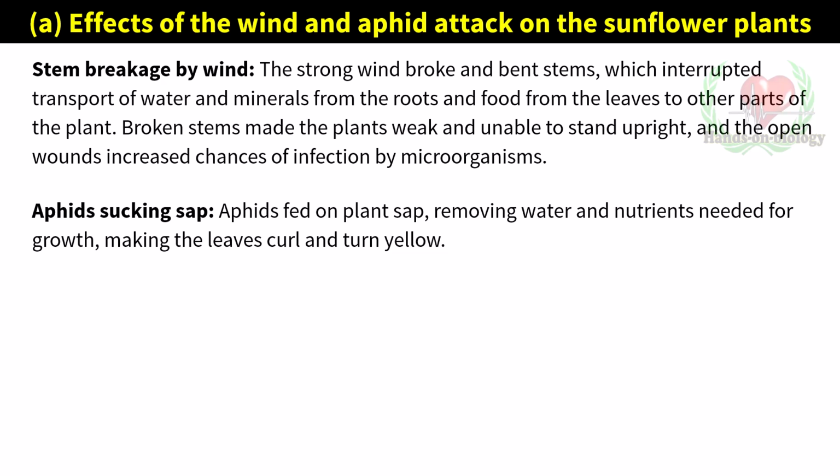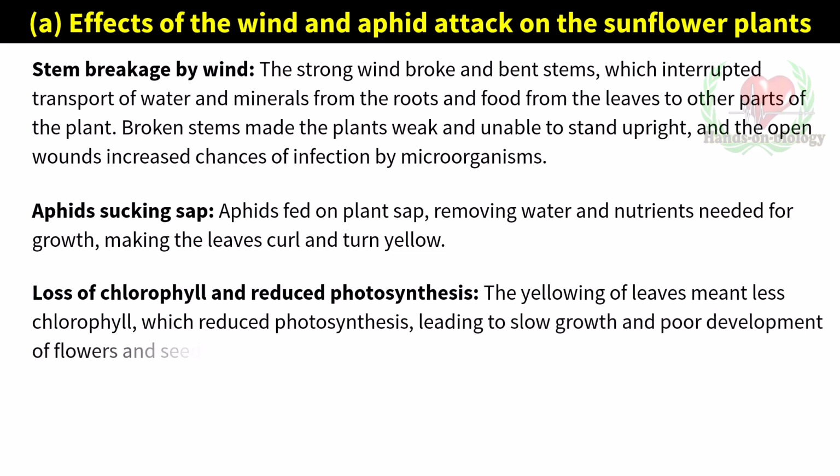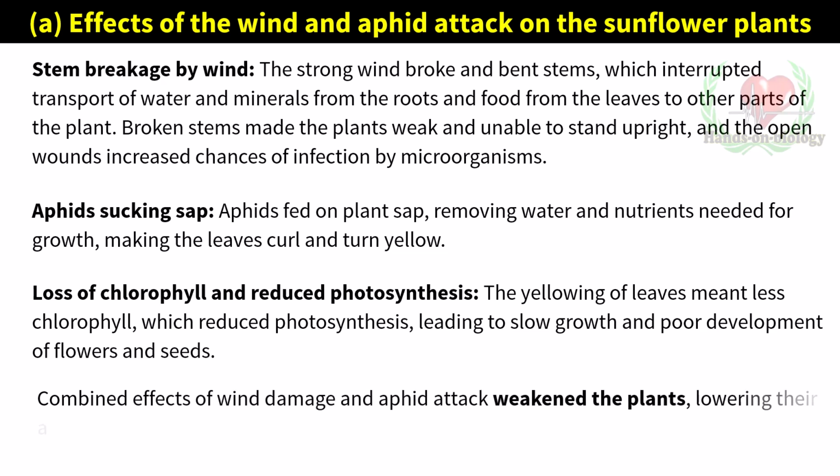and turn yellow. Loss of chlorophyll and reduced photosynthesis. The yellowing of leaves meant less chlorophyll, which reduced photosynthesis, leading to slow growth and poor development of flowers and seeds. Combined effects of wind damage and aphid attack weakened the plants, lowering their ability to grow and produce food.